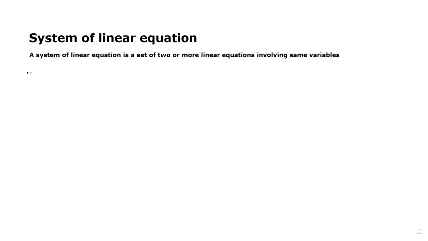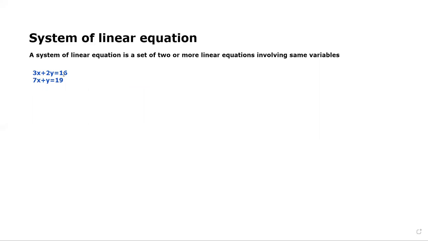Suppose 3x plus 2y equals 16, and 7x plus y equals 19. This is a system of linear equations involving the same variables, which means these two equations involve only two variables, that is x and y.